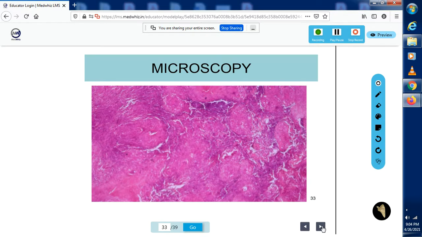Coming to the microscopy of the TB lymph node, can you all appreciate these round structures? They are nothing but the tubercles, that is, granulomas. There is formation of granulomas, and you can identify this as a lymph node by the presence of the lymphoid area in the background. Okay, we'll go to the high power.